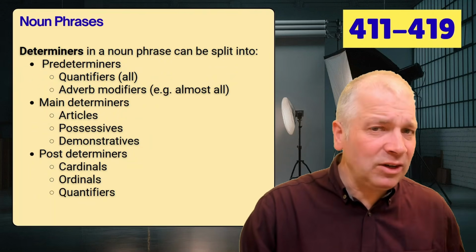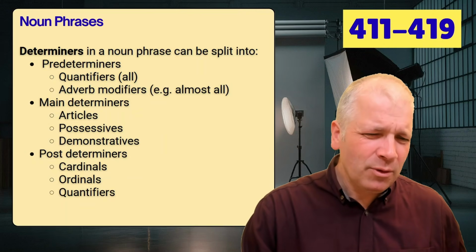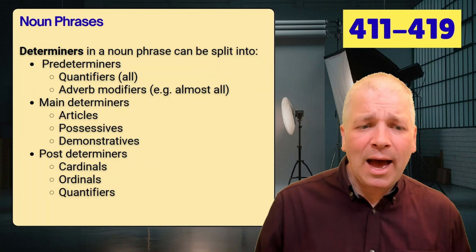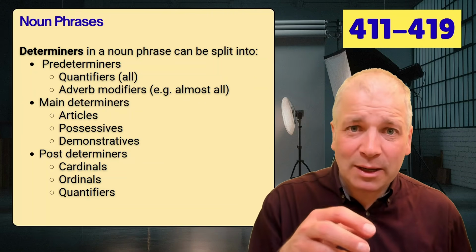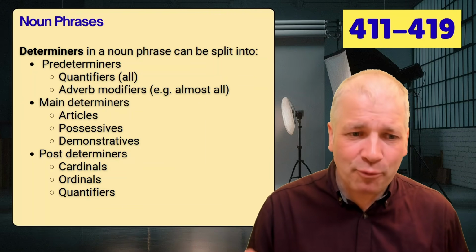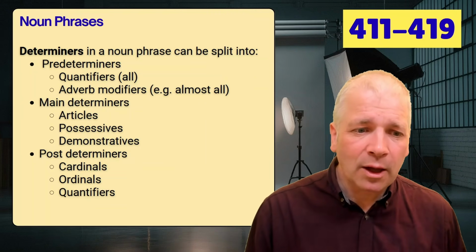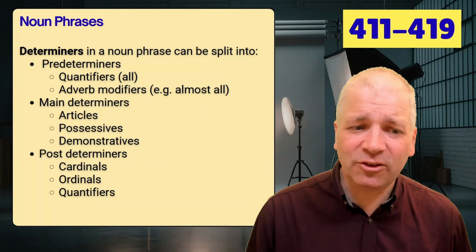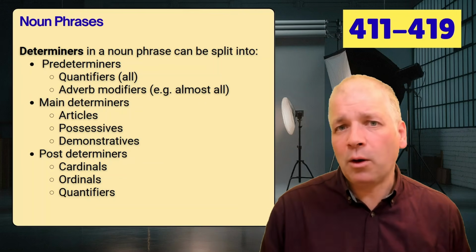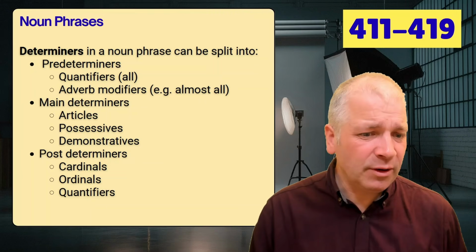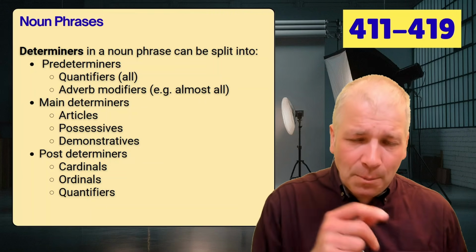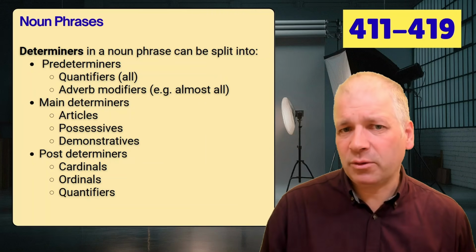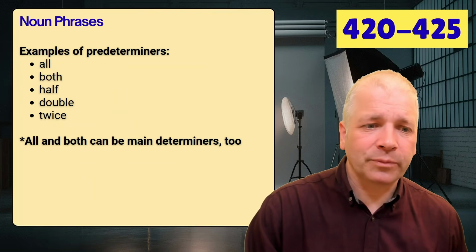Let's look in a bit more detail. Firstly, at the determiners, because remember there were 3 different determiners, all the 3. And this represents the 3 ways in which we can split determiners up in a noun phrase. Predeterminers, so all would be a quantifier, also adverb modifiers are possible, like almost. Then the main determiner, articles, so the, all the. Possessives and demonstratives can also be used as main determiners. And post-determiners, cardinals, ordinals, and quantifiers. So the cardinal here was 3, all the 3.